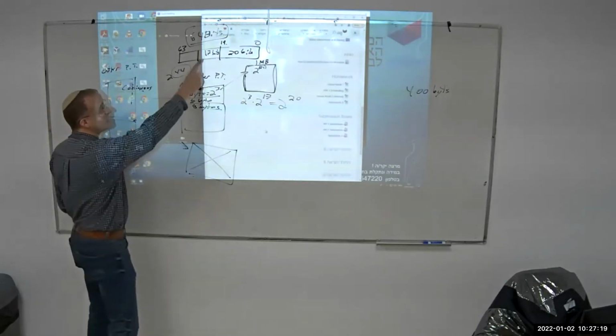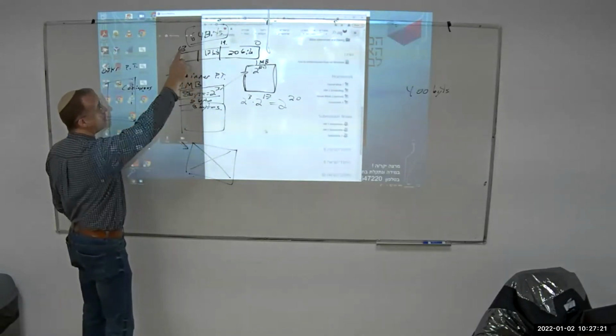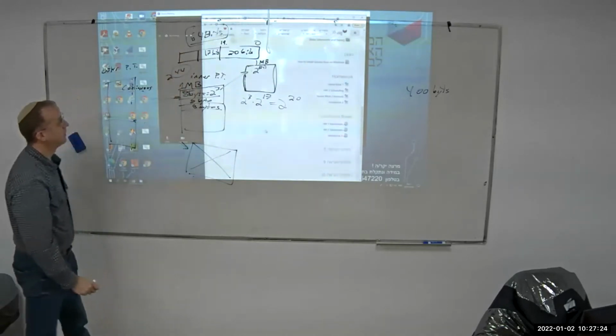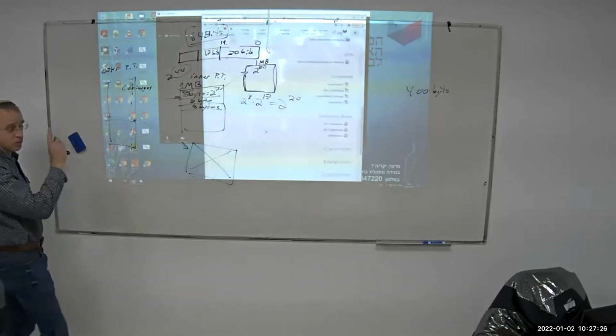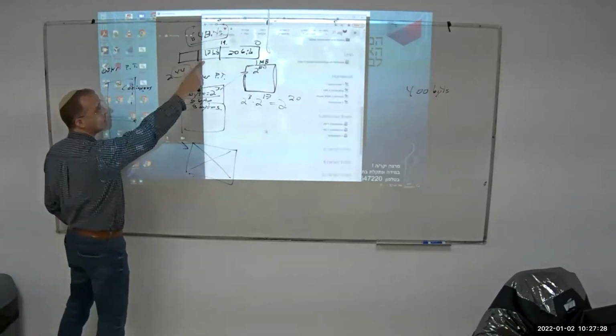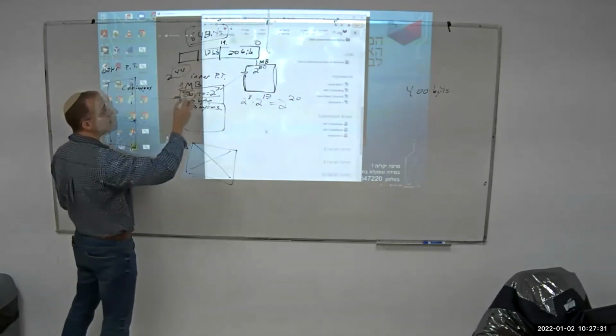But let's go on. 17 bits for this. So how many bits are left over? 7, right? Everyone sees why it's 17 bits for this part here? This is going to be the inner page table.